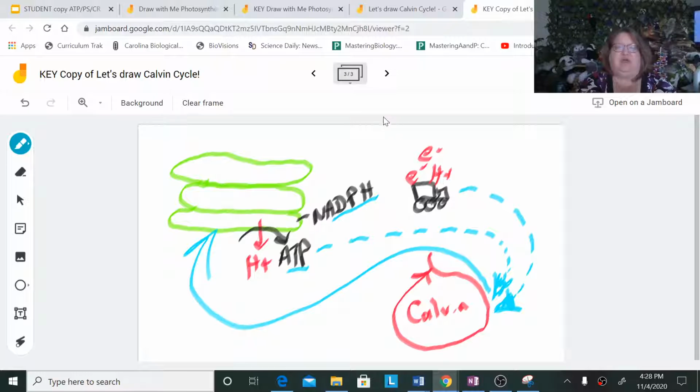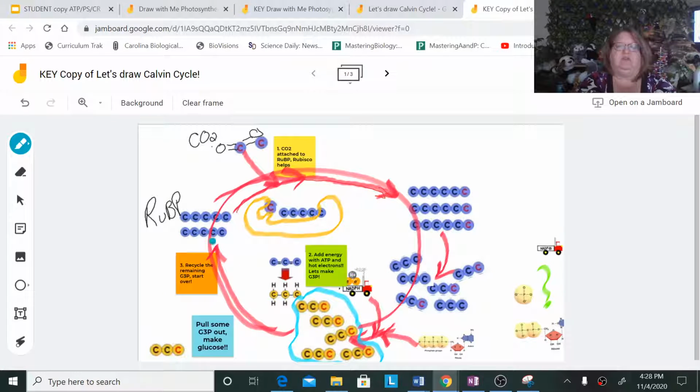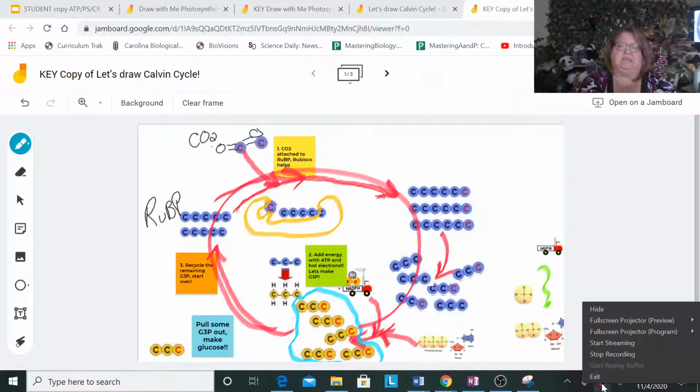So hope that helps. I gave you a blank slide so you can kind of go back and make it nice and neat and pretty if you want. I know mine, if you're following along with mine, it may not look as good as what you want it to look, so you can use that blank one to kind of redo it. So hope that helps with learning the Calvin cycle.